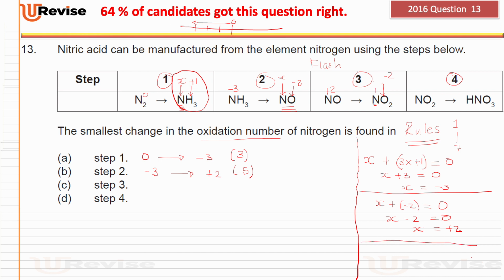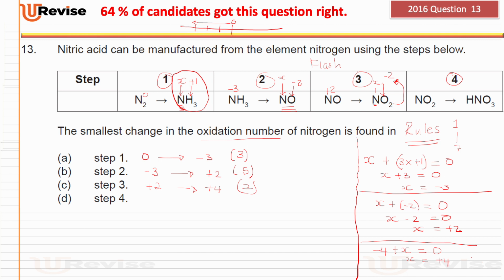So we do the same. Nitrogen here is X, and we apply the rule for a compound, which says the sum of oxidation states here must be equal to 0. So if I say 2 times -2, we get -4 plus X is equal to 0. X is going to be equal to +4. So in step number 3, we went from +2 to +4. That's how the oxidation state changed. So these are just 2 steps, if we do the maths there.